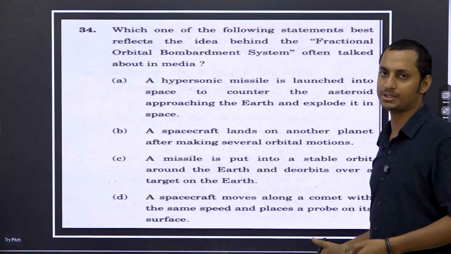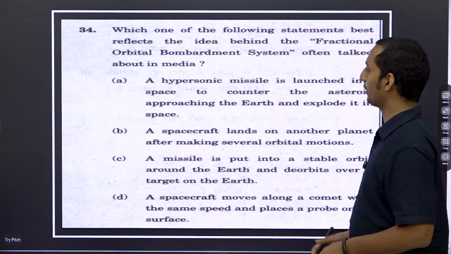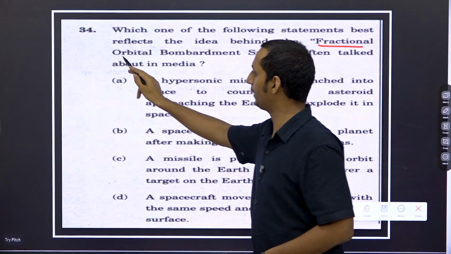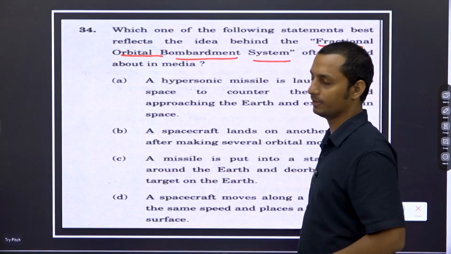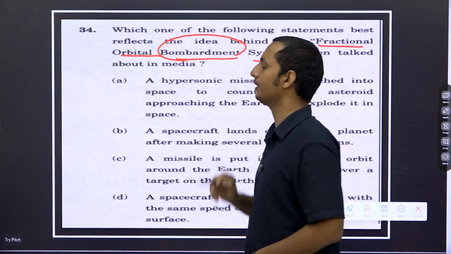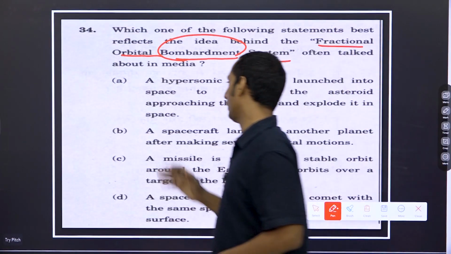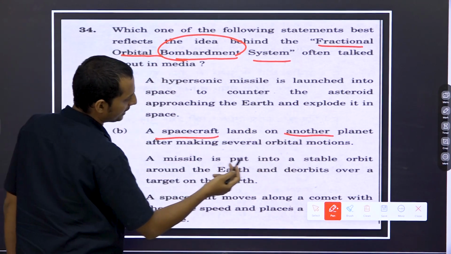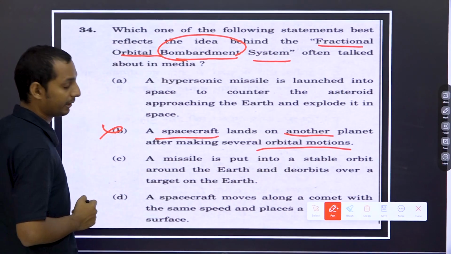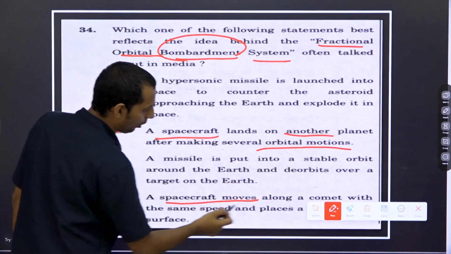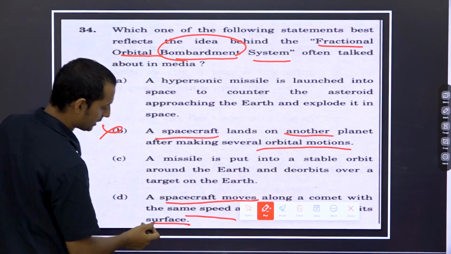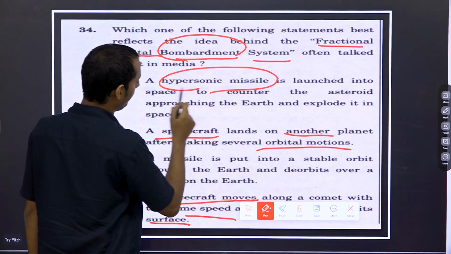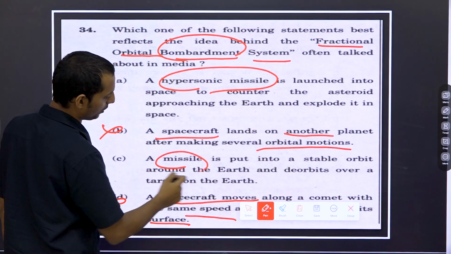Now, there are a significant number of questions. Maybe this is one of my favorite questions. You can pause and find the answer here. So here, what are the words that should be there? Fractional should be there, orbital should be there, bombardment should be there, and system should be there. Now, in case for something to bombard, there should be a bomb or there should be a missile, right? Now, which of the options have a bomb or a missile? A spacecraft lands on another planet after making several orbital motions, doesn't have any bomb or any bombardment. A spacecraft moves along a comet with same distance and surface, doesn't have any explosion, so therefore we can eliminate this. Here, a hypersonic missile is there, which can bombard. Here, a missile is also there, which can bombard.